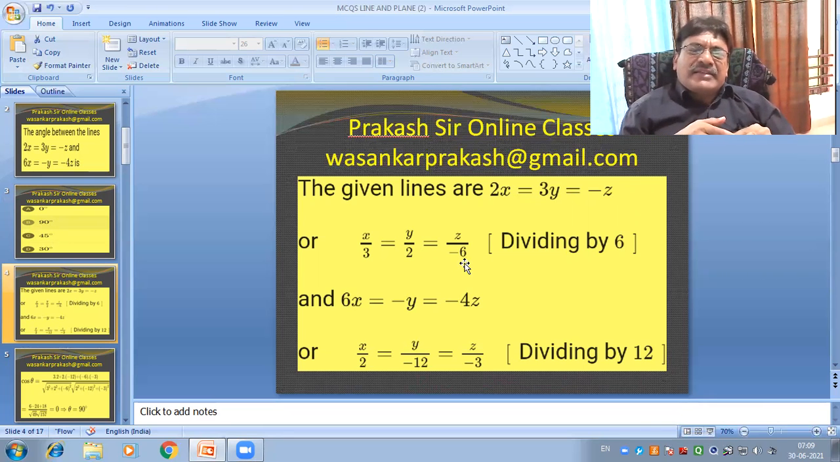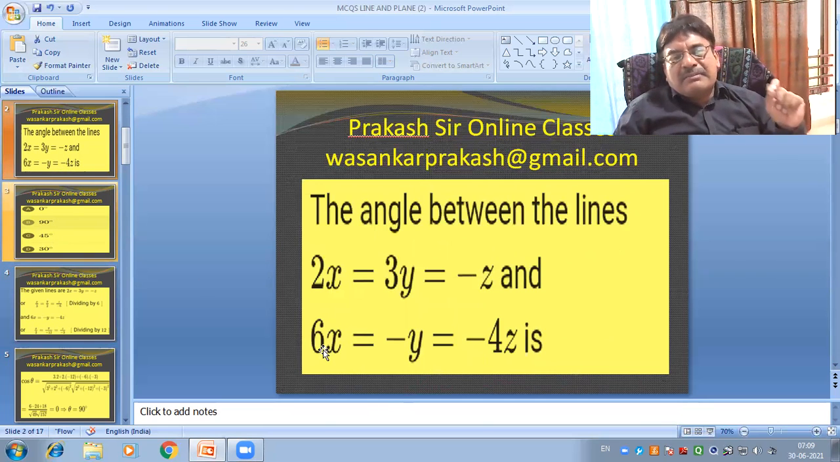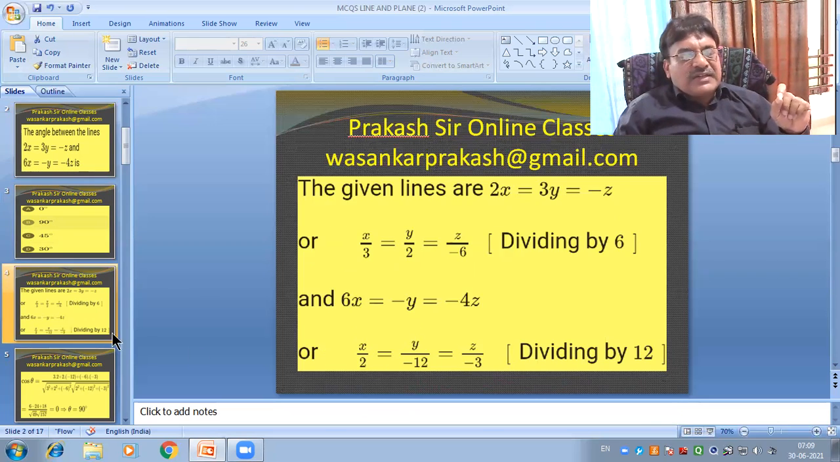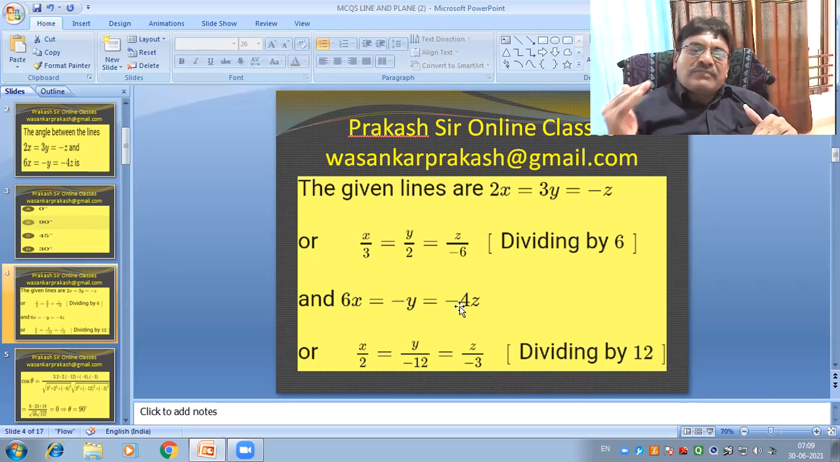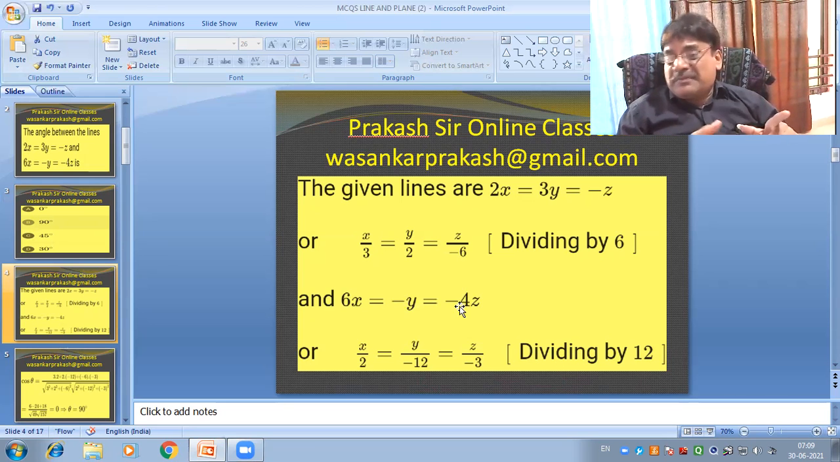Similarly, we find the direction ratios of the second line. The equations of the second line are 6x = -y = -4z. Divide both sides by 12, because we convert these equations in the form (x - x2)/a2 = (y - y2)/b2 = (z - z2)/c2. Here the line passes through the point (0, 0, 0).